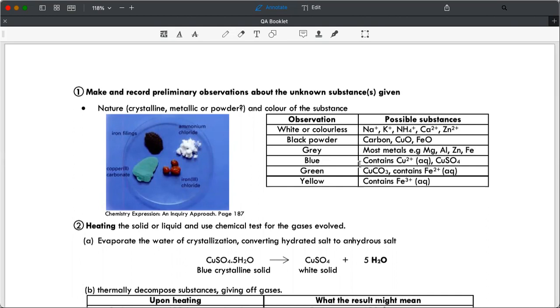If you observe a solution as blue, very likely it will contain copper(II) ions, but it may not be the case. Sometimes it could be another transition metal ion that is not in the syllabus, but you are not required to identify metal ions or anions that are not part of the list in the QA table. A green substance suggests possible presence of copper(II) carbonate, or it could be a compound that has iron(II) ions. Yellow will be iron(III) aqueous.